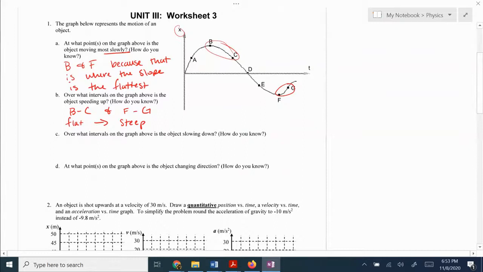Over what intervals is it slowing down? So slowing down would be going from steep to flat, right? The opposite: steep is fast, flat is slow. So places where it's going from steep to flat would be A to B and E to F.